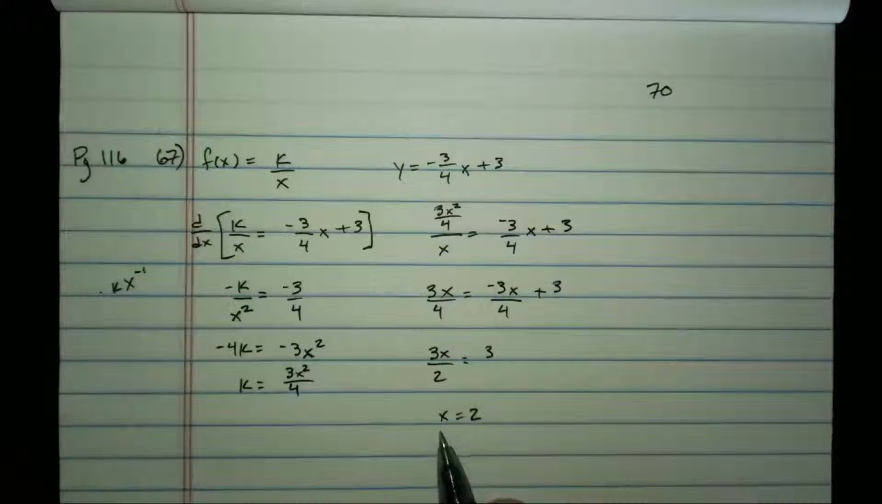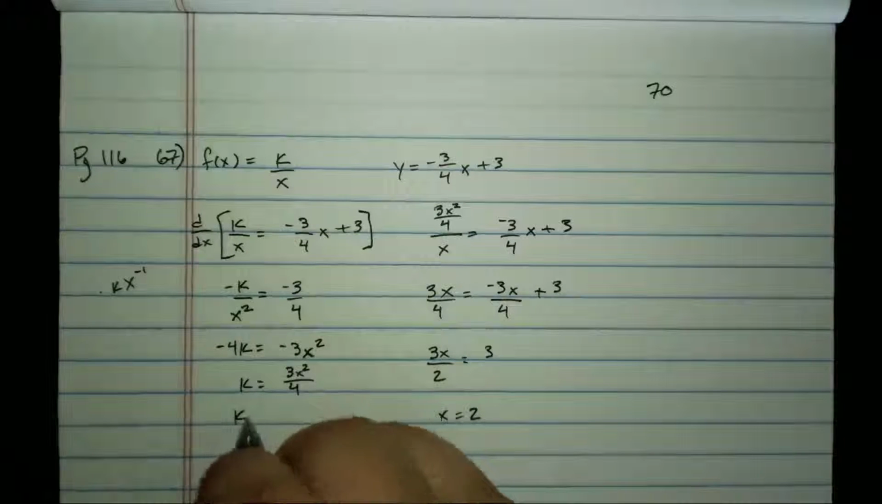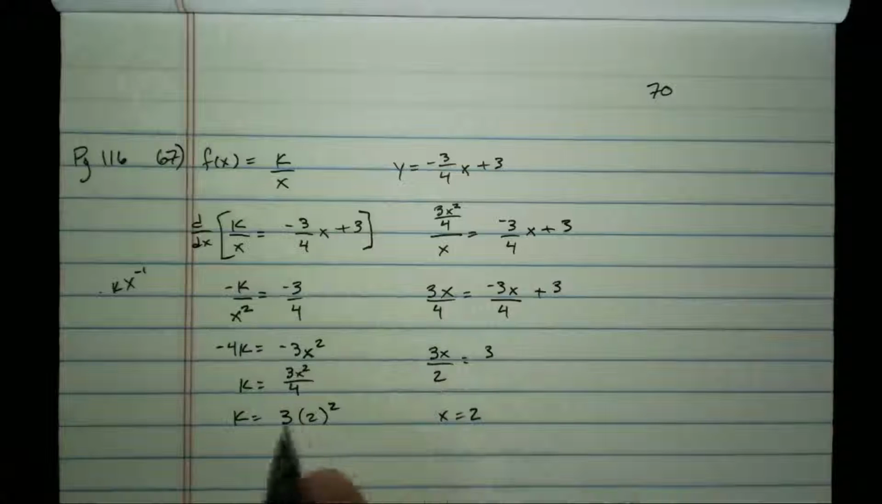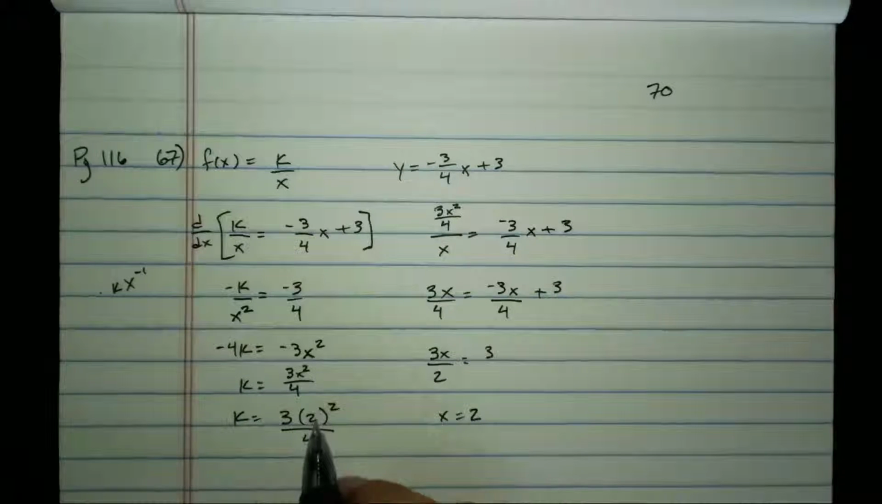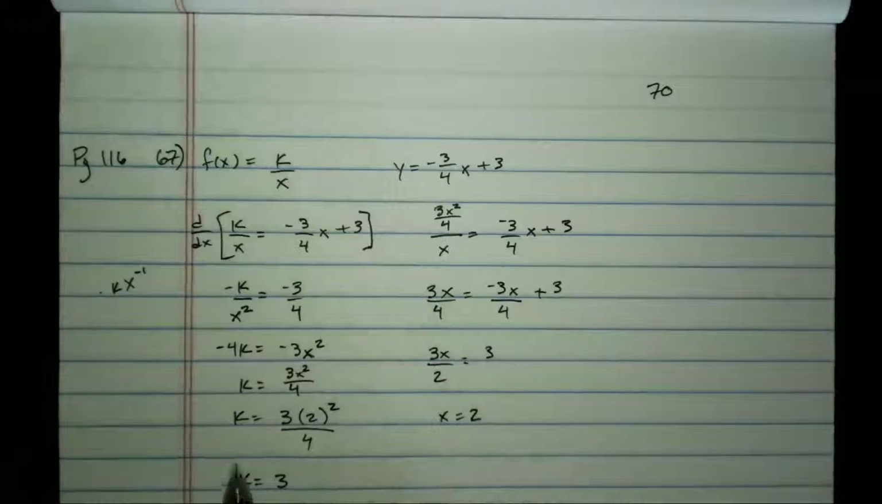Okay, so x equals 2. So because x is equal to 2, we plug it back into here. Okay, so you get k is equal to 3 times 2 squared over 4. So effectively k is just 3 because the 4's would cancel out, right? So k is equal to 3 in this case.